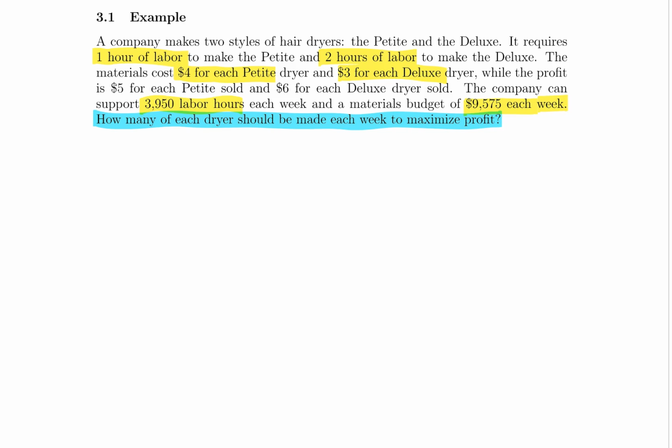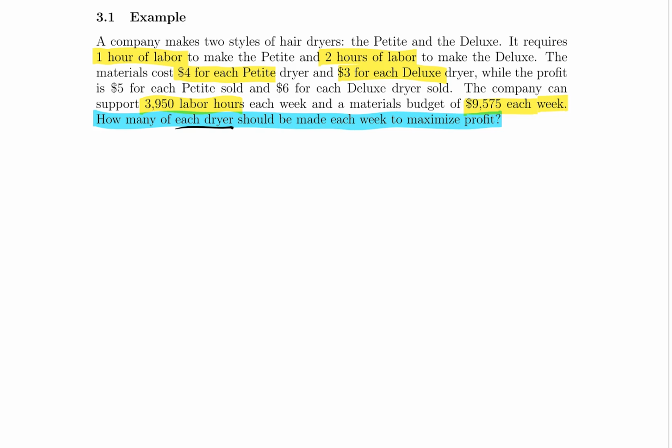Just like we've done in the past, we're going to have to come up with a system of inequalities that describes this situation. Let's figure out what our variables should be. Sometimes the hardest part of the question is figuring out what the variables are. And there's always a clue for what you should make the variables be, and that's in the question itself. How many of each dryer? That tells me that I would like to be able to answer how many Petite hair dryers and how many Deluxe hair dryers. So my variables should represent the different types of dryers.